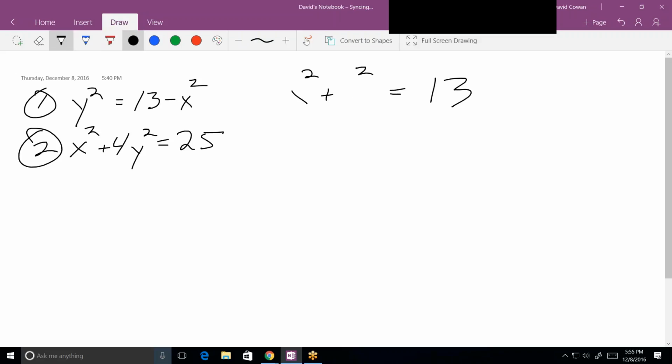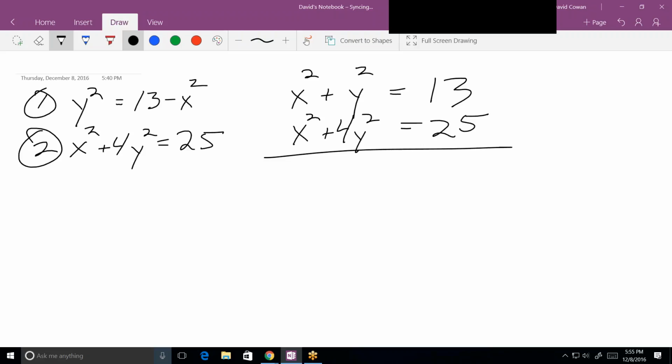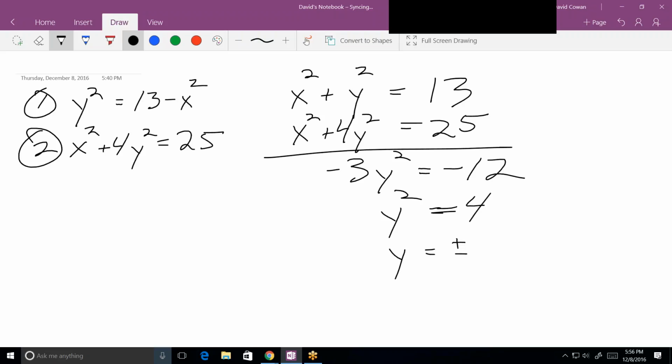That's going to be x squared plus y squared equals 13. This is going to be x squared plus 4y squared equals 25. Subtract. And if you subtract them, you get minus 3y squared equals 12. Divide by 3. Y squared equals negative 4. Oh, y squared equals 4, sorry. So y equals what? Plus or minus 2.